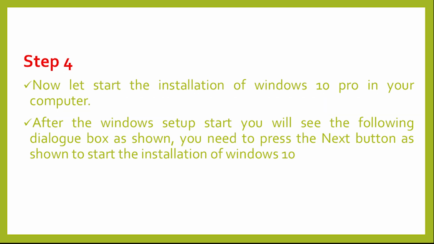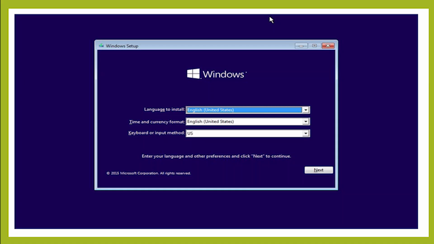Step 4. Now let's start the installation of Windows 10 Pro in your computer. After the Windows setup starts, you will see the following dialog box as shown. You need to press the Next button as shown to start the installation of Windows 10.